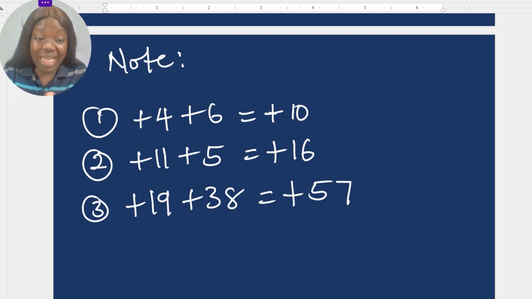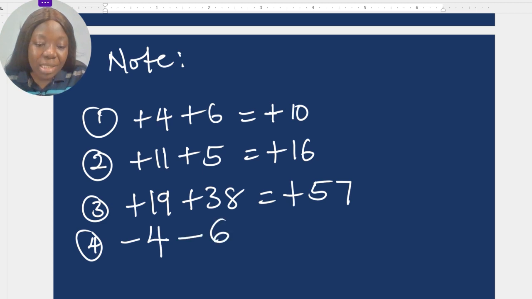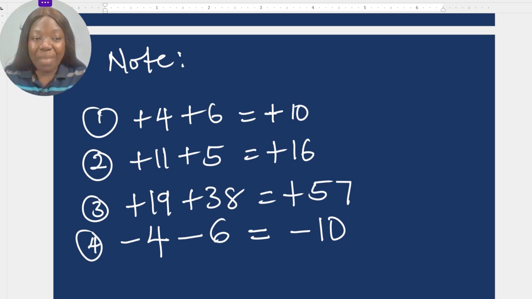Now, what if it is minus? Now pay attention. Minus 4 minus 6 is equal to minus 10. Make sure you get that. Whenever you have two negative numbers, you are adding two negative numbers. You're going to add the two numbers, but your answer will be in minus. When you are adding two negative numbers, add up the numbers together, your answer must be negative.